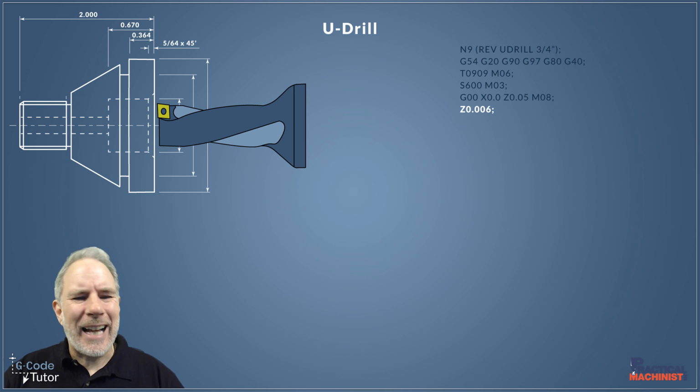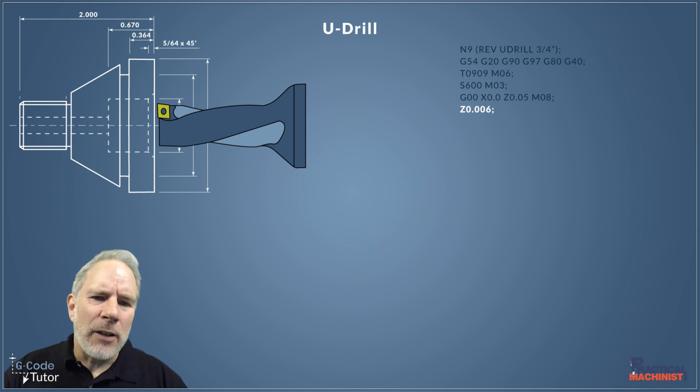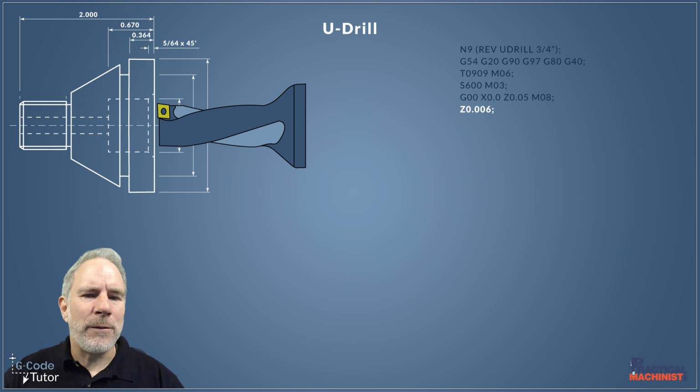Okay, so the M08 on the line above, by the way, turns our coolant on. I always leave that to the last minute. As long as the coolant's up to pressure and the coolant is flooding through the tool before it starts cutting, that's all we need. I don't like to put the coolant on before that, so I've got visibility so I can see inside the machine.